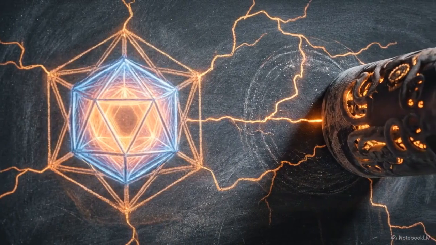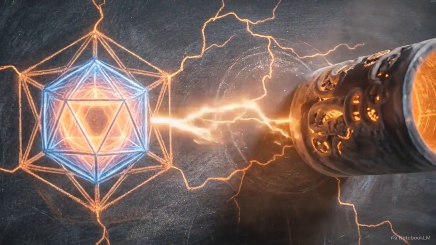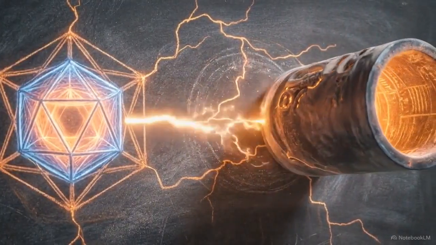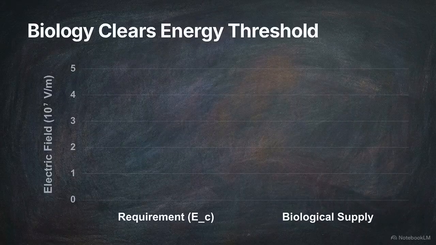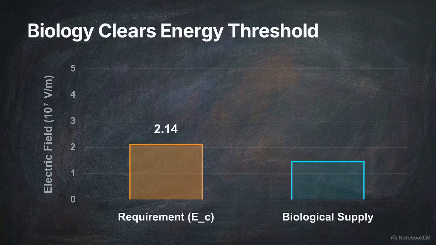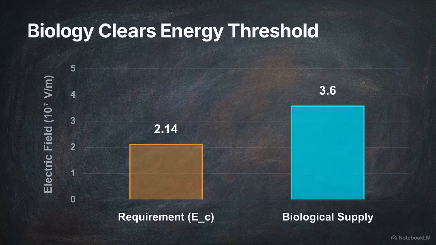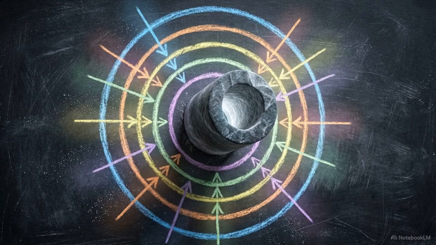To maintain the fixed-point observer state, this biological hardware requires an energy pump. It draws this from the mitochondrial electric field. This chart compares the required threshold with the measured biological output. The mitochondrial field provides 3.6 times 10 to the 7th volts per meter, which comfortably clears the mathematically required EC limit. Operating at this edge of chaos regime, the biological observer receives boundary input from its environment through the 5 concentric shells of the microtubule bundle.